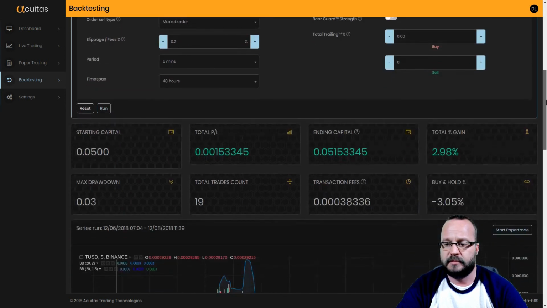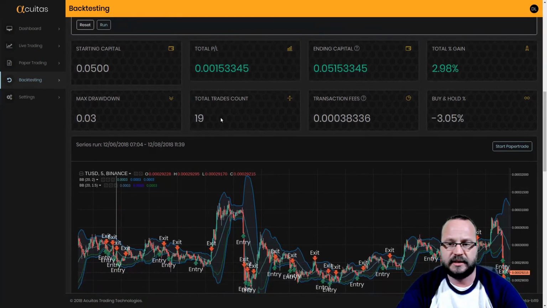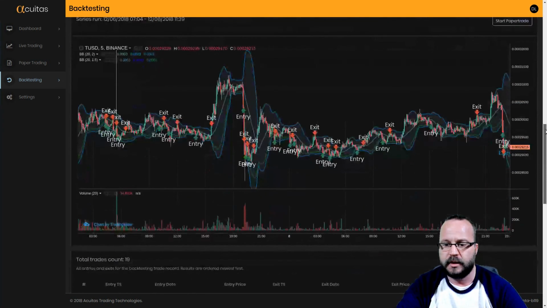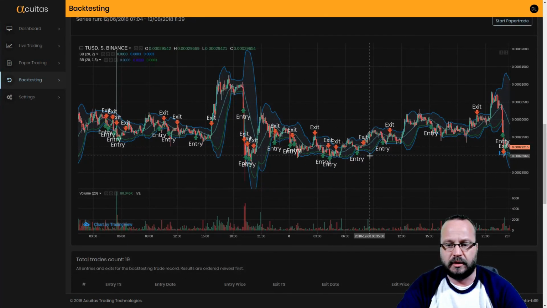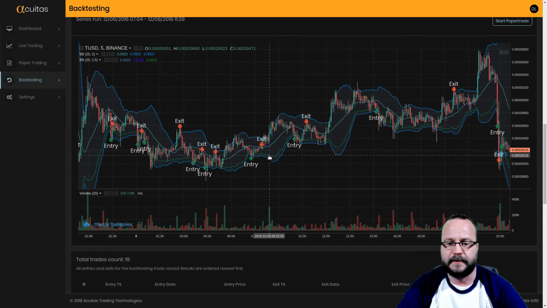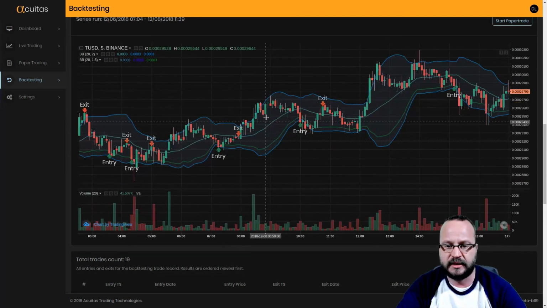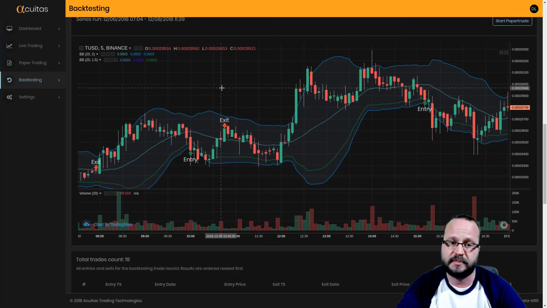All right, so we come down, and here we can see our results. We have 19 trades, and we got a little bit of profit there. And it will target all of the entries and exits. And you can see every time it saw a close price. It's important, this is back testing, so we're only using close price. It will not count the wicks on these.